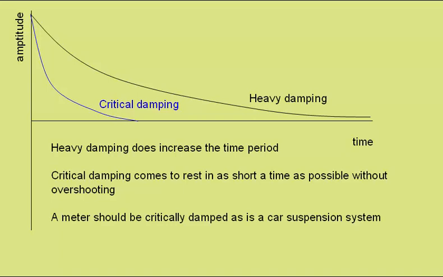A meter should be critically damped, bringing the needle to rest on the required reading as quickly as possible without oscillating about this reading. A car suspension system is also critically damped, and this is part of the MOT test.